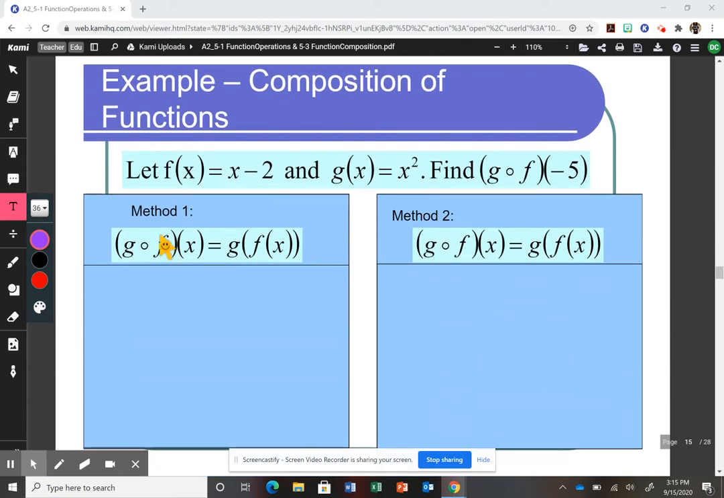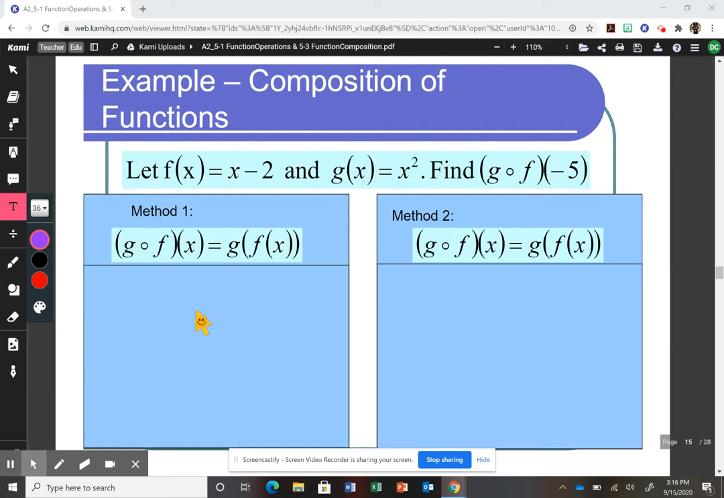All right, so we're going to work with these two functions. This is an example of composition of functions. So we're going to let f of x equal x minus 2 and g of x is equal to x squared. Okay, so we're going to find the composition of g with f when x is evaluated at -5. So I'm going to show you two different ways to do this, okay? So I'm going to start with g composed with f. Okay, and I can write it like this. f of x is on the inside, g is on the outside. So I know that we're evaluating when x is -5.